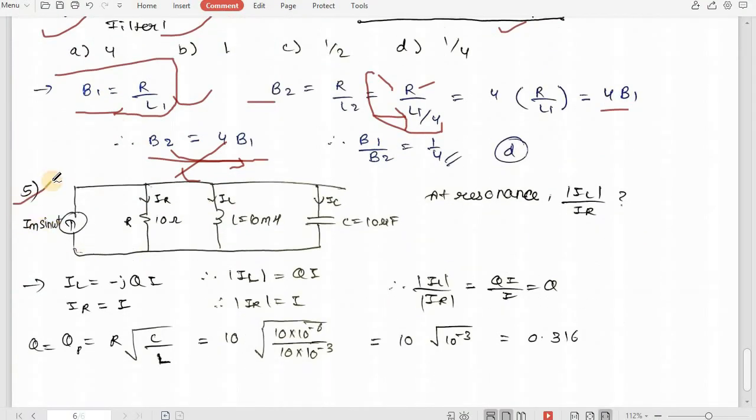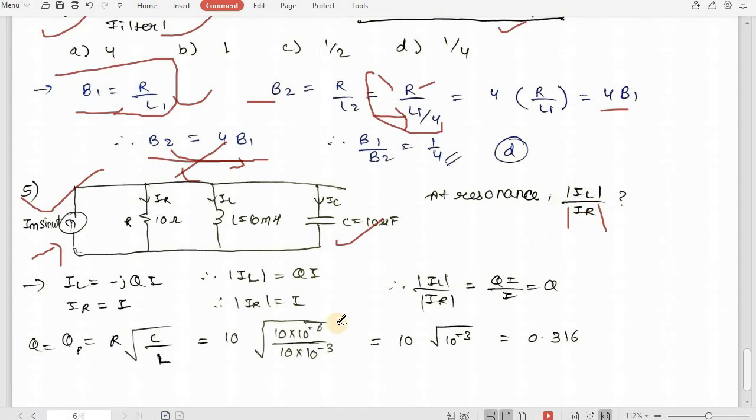This question is also from GATE. This is the latest GATE sum. In this sum we have to get the ratio of mod of IL by mod of IR, and the circuit of this question is given here. If you see this circuit carefully, this is a standard parallel RLC network.